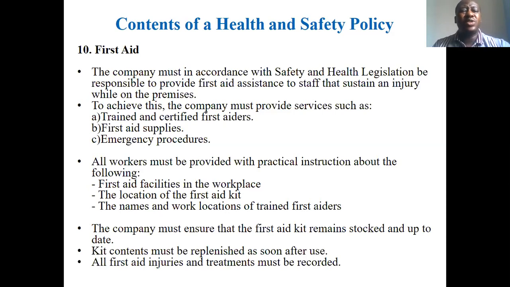So first aid should also be considered in the health and safety, and people should know where to get this first aid, and who has been trained to take care of this.